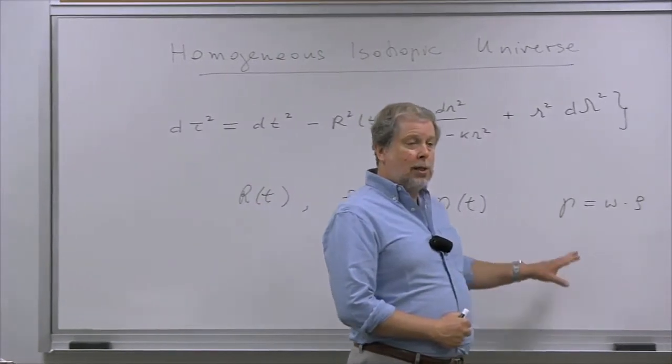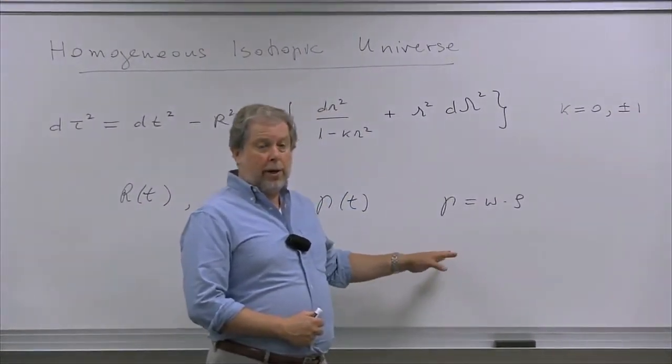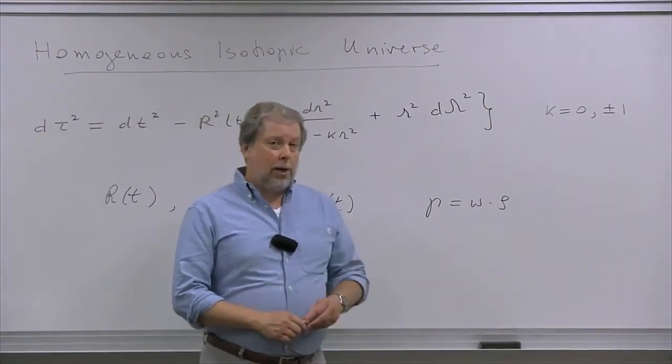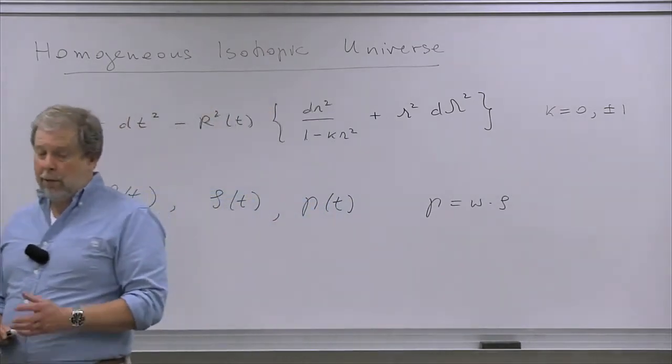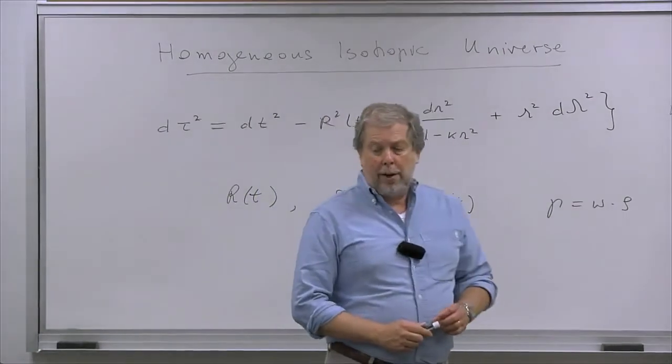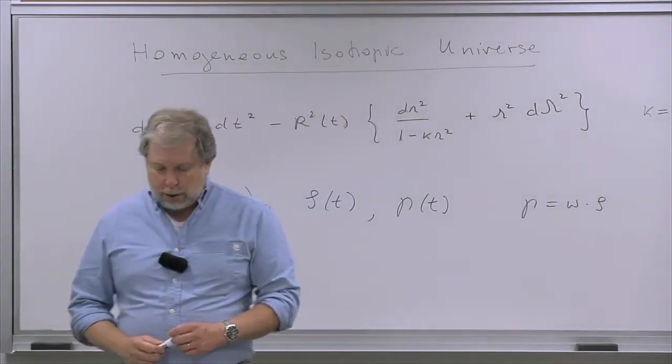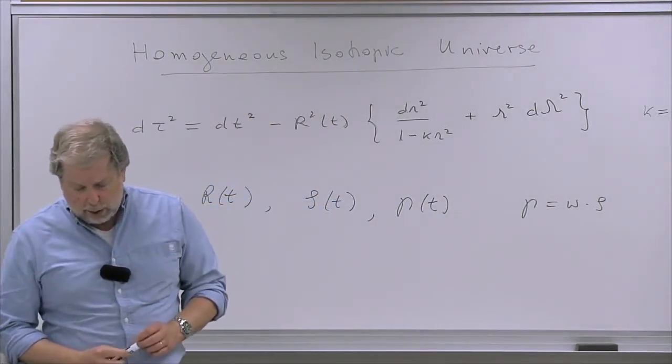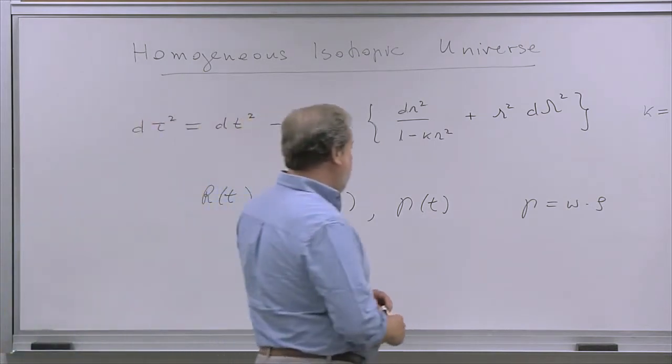The most interesting cases are non-relativistic matter, where w is essentially 0, and relativistic matter in whatever form, radiation or neutrinos, where w is 1/3. And in fact, the case of the cosmological constant falls into this category as well, by having w equal to -1.